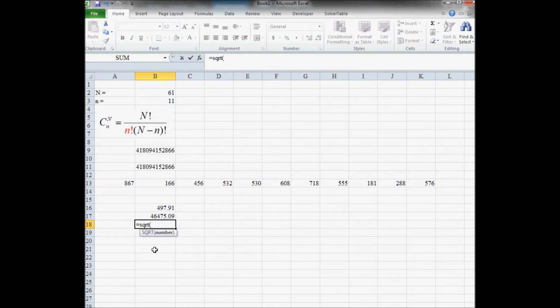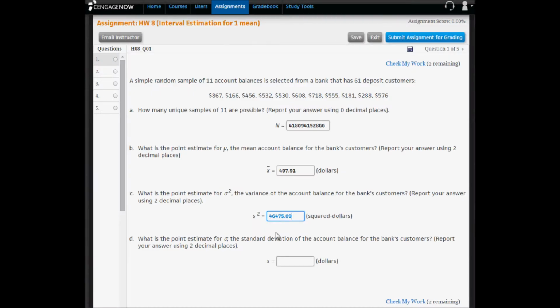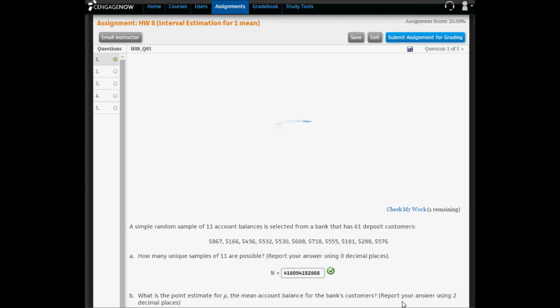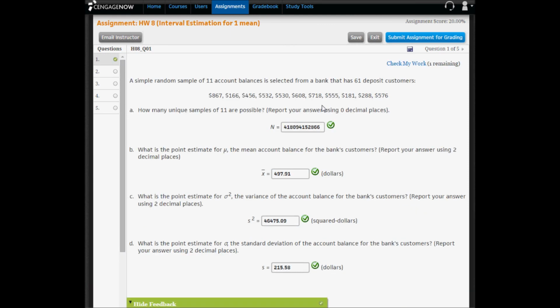So we type equal SQRT. SQRT stands for square root. Then we have a parenthesis. Then we just click on the variance of the sample and then hit enter. We need the sample standard deviation in 2 decimal places. Then we're going to copy that back into Cengage Now. And this is in dollars. So then we can check my work, and we should get green check marks everywhere, which will make us feel really cool. And we do. We get green check marks everywhere.